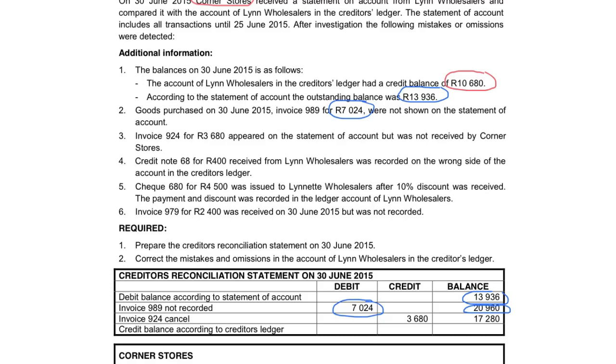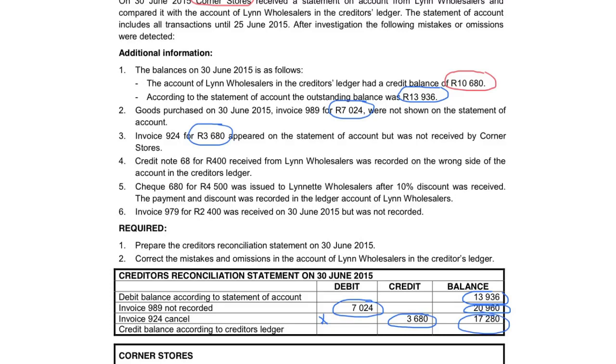When they recorded this invoice for 3,680, they recorded it on the debit side because they increased the account. Because it was a mistake and it was not supposed to be on the debit side, it means that you have to go and correct it now on the credit side. What will happen in their books? If you credit the account, it means that the outstanding amount will reduce. So you will take the 20,960 minus the 3,680, and that will give you the closing balance according to the wholesaler's books.